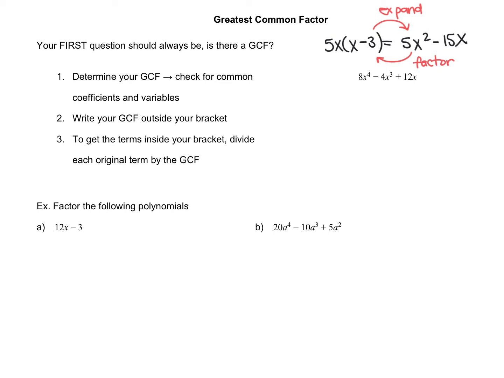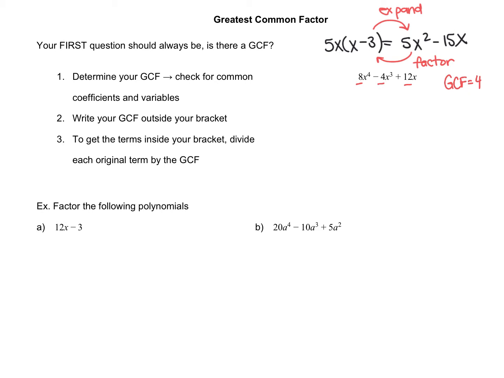So the first step is always to determine the greatest common factor. You're going to check your coefficients, and then you're going to check your variable. So let's look at our first example here. Between 8, 4, and 12, 4 is a greatest common factor because all three coefficients can be divided by 4.